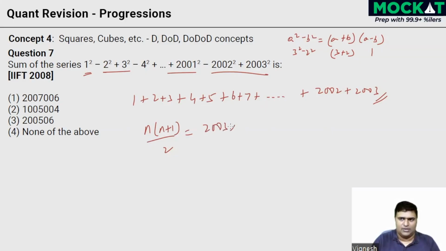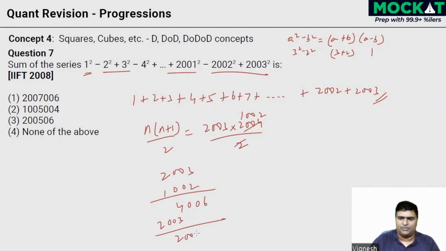2003 into (2003 plus 1), which is 2004, divided by 2. Divide over here, you get 1002 into 2003. In the exam, the calculator is not working, right? You can just do 4006, 1 over here, right? So you shift by 0, and 1 into 2003 is going to give you 2003. You add it up, 2007006, and for you, option 1 is the answer over here.